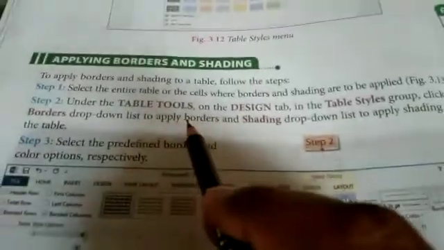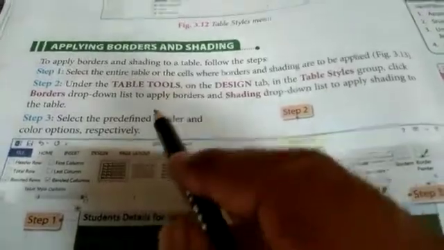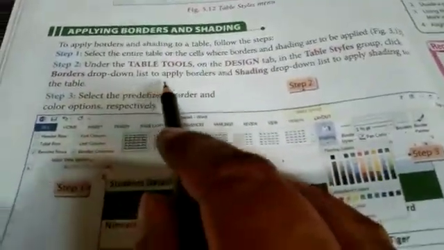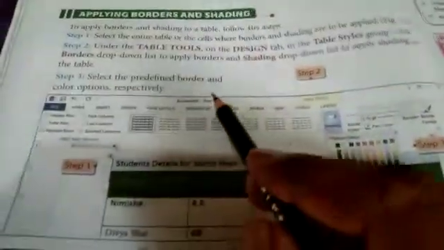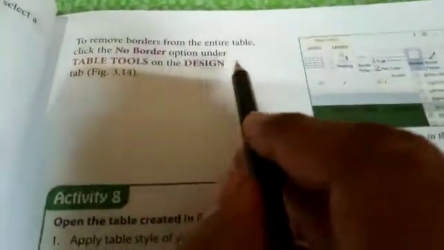Adding borders and shadings. Select that entire table, then go to Table Tools, Design tab, Table Style group, click the border drop down arrow to apply border and shading. Select the predefined border and color option respectively. To remove the border from the entire table, click the No Border option under Table Tools on the Design tab. So No Border option.